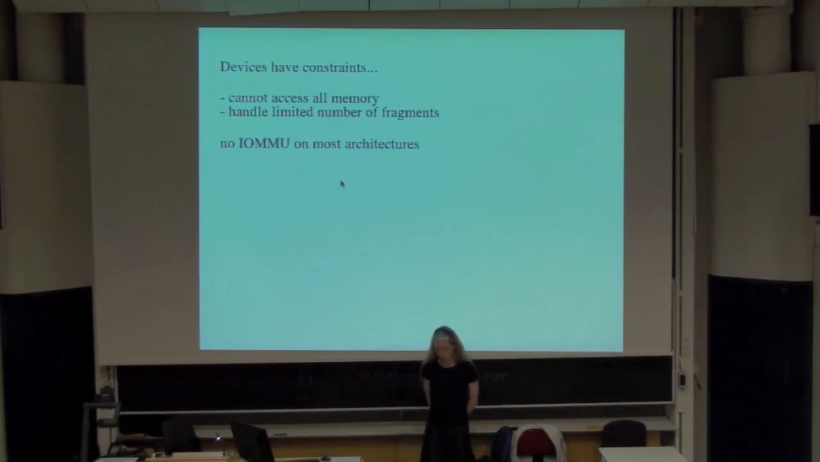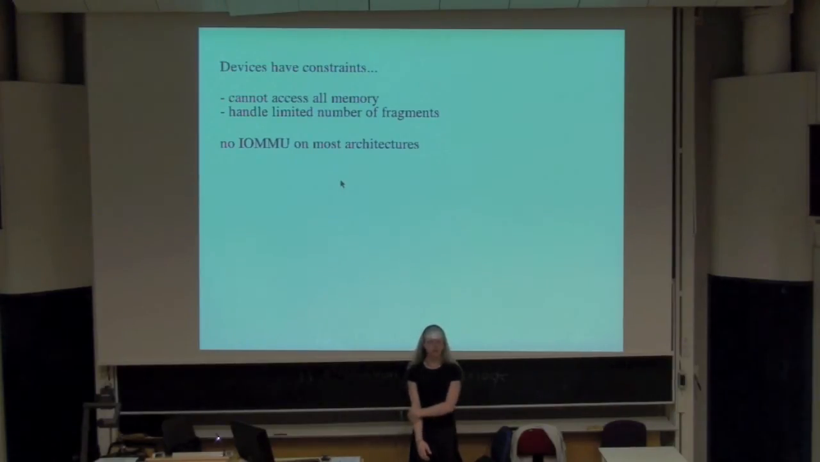Devices, however, are more complicated. Most devices cannot access the full memory space. This is especially a problem on 64-bit architectures, where the physical memory is a 64-bit address, so it can extend into many terabytes of memory. While the device, for example, a PCI device, can only handle 32-bit, so after 4 gigabytes, that device can't see your memory anymore.